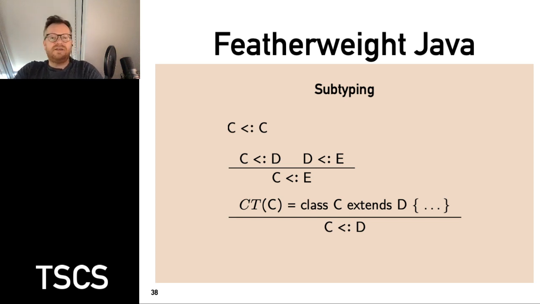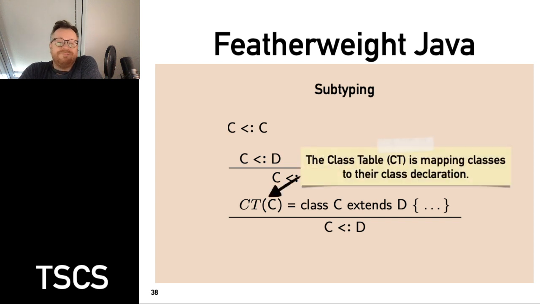CT, by the way, is the class table. This is a table of all the classes, and CT at the point C is basically the class definition of this class C in this particular table. You have all these kinds of tables in Featherweight Java, which come a little bit from the implementation because you also have that there, and it also makes sense on a theoretical level. This is basically a structure where you look up a class. It's nominally typed, so you have to look it up.